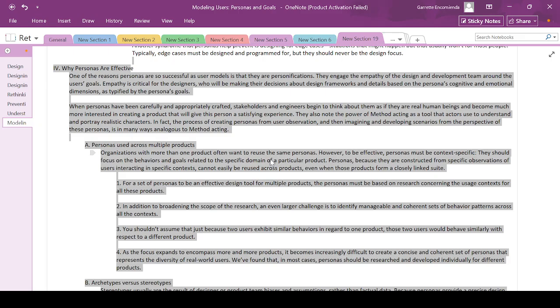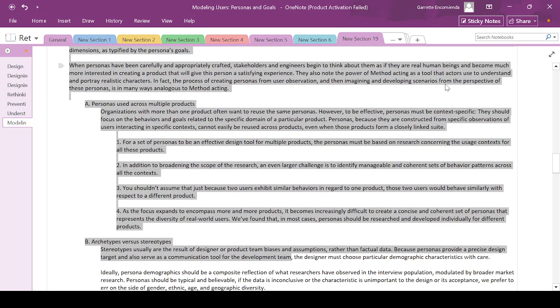When personas have been carefully and appropriately crafted, stakeholders and engineers begin to think about them as if they are real human beings and become much more interested in creating a product that will give these personas a satisfying experience, which in turn helps their motivation to achieve more, invest resources.